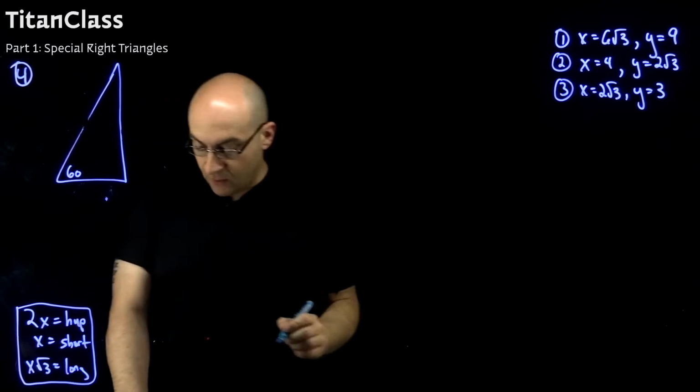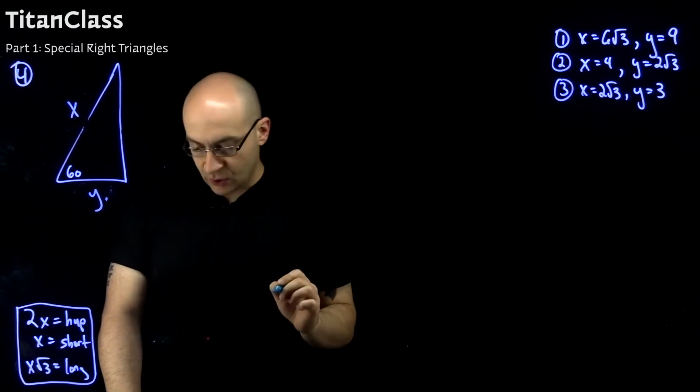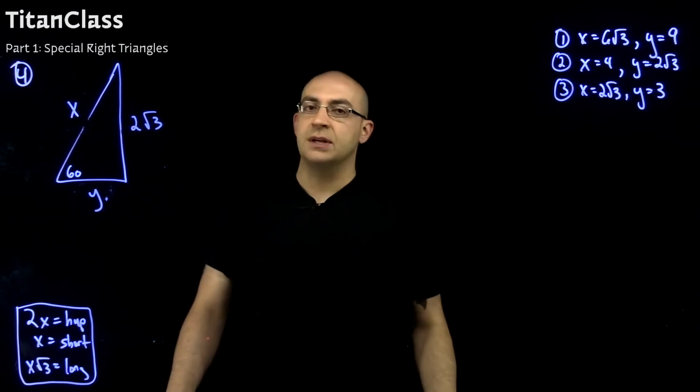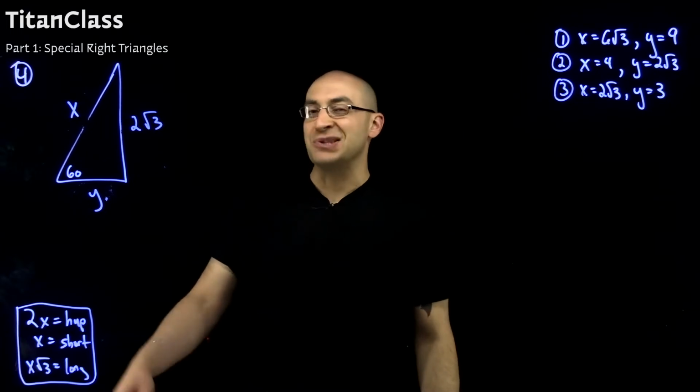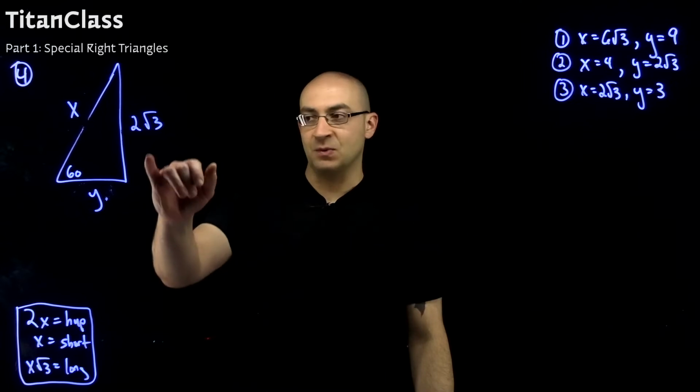All right, number 4. Here, we have x as the hypotenuse and y is the short side, and 2 root 3 is going to be my long side. Now, on first glance, this looked really challenging. Obviously, it's not going to be that challenging, and here's why.